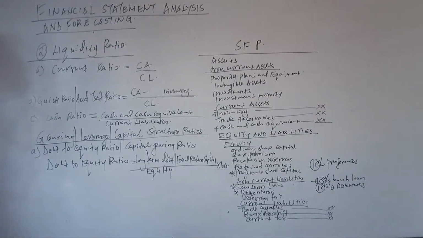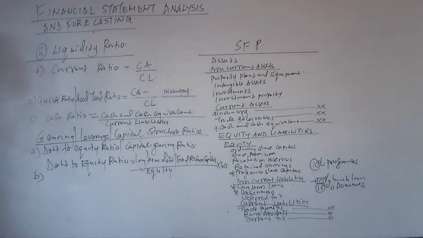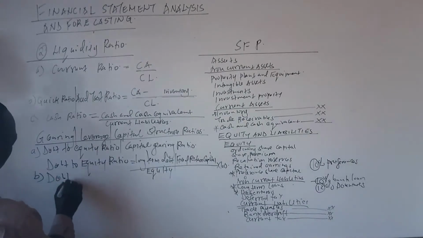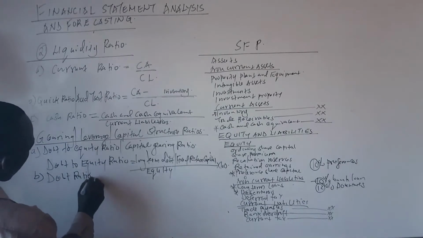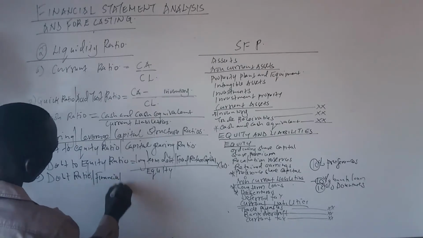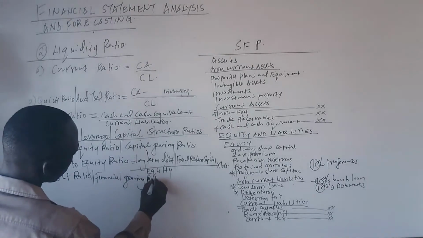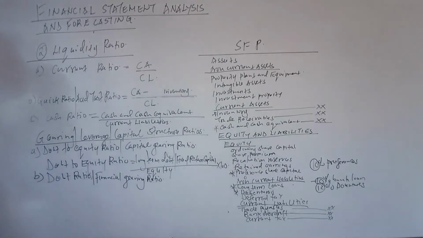So that's number one. Then let us look at the second one under this case. The second one under this case, we talk about the debt ratio, or fixed or financial gearing ratio. Debt ratio, or what we call the financial gearing ratio.